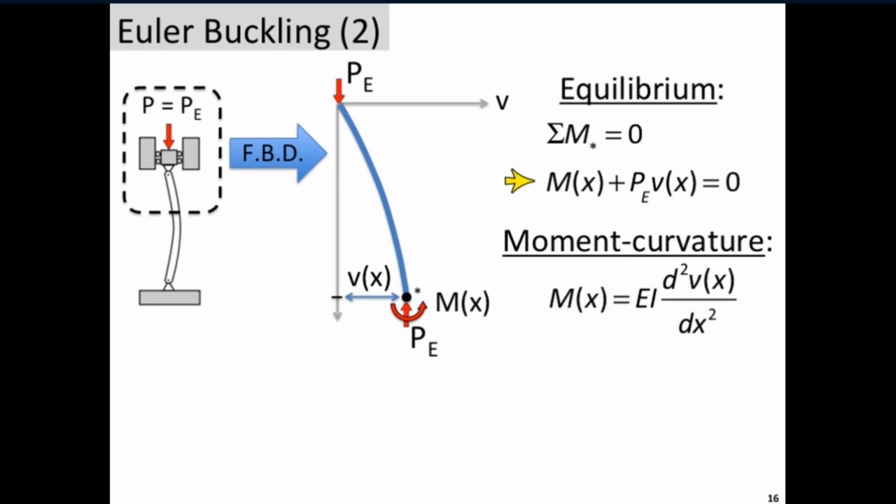Now this moment term here, M of x, is related to the deflected shape, v of x, and that's our moment curvature relationship. I'm sure all of you know this relationship. You've been using it in moment area, conjugate beam, whatever method is your favorite for calculating deflections. Basically, the internal moment in the beam is equal to EI of the beam times the second derivative of the function that describes the deflected shape.